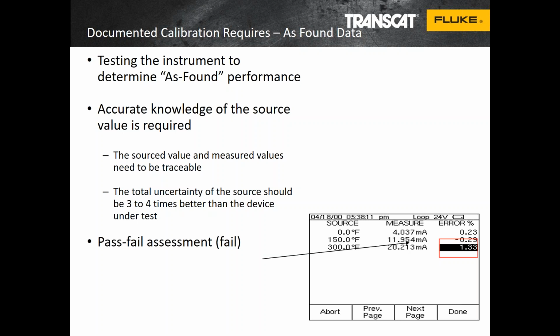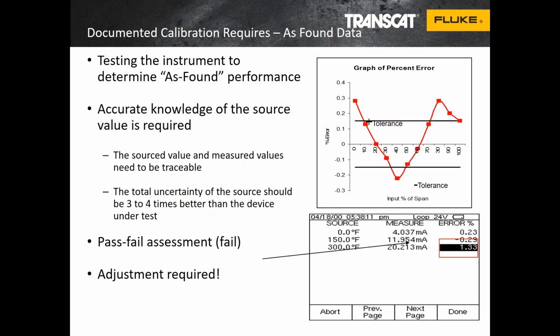So here's an assessment of pass-fail for the as-found. Note the failed specification. The specification of 1% in this particular instance was exceeded in the final test of this as-found test. So the milliamp signal was out of tolerance. So adjustment is required.